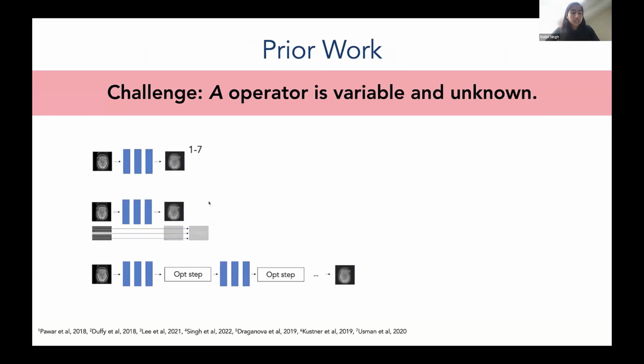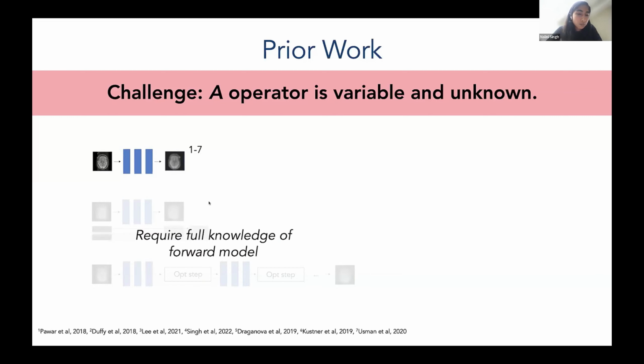The other two strategies, as we described earlier, don't really work in this motion corrupted case. We can't just copy and paste the measurements into the appropriate locations because we know that some of these are wrong due to the motion. And we can't do the optimization step because in order to do that, we need to be able to write down an expression for the matrix A, and we don't know what the motion parameters are. So these methods both require full knowledge of the forward model.